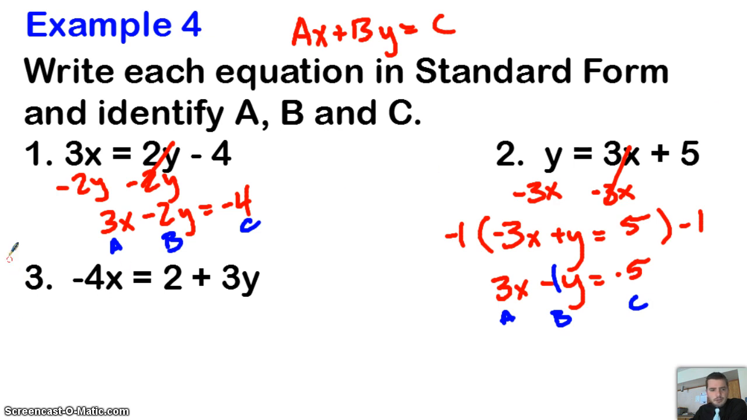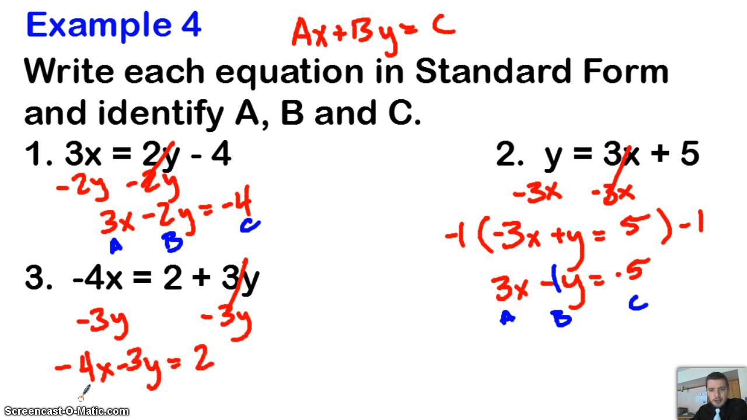Last one, guys. I've got -4x over here, y over here. Again, I'm just going to start by moving over, so I'm going to subtract 3y. So it'll be -4x minus 3y equals 2. Not quite done. Again, make sure your a cannot be negative, so I'm going to do the same thing and multiply by -1. So now it'll be 4x plus 3y equals -2.